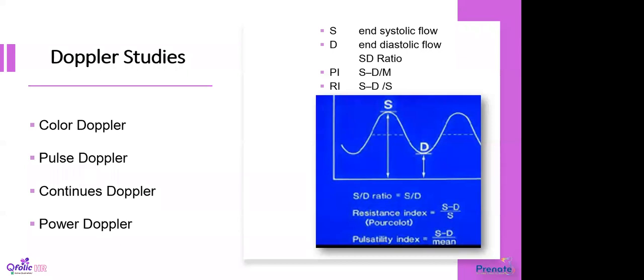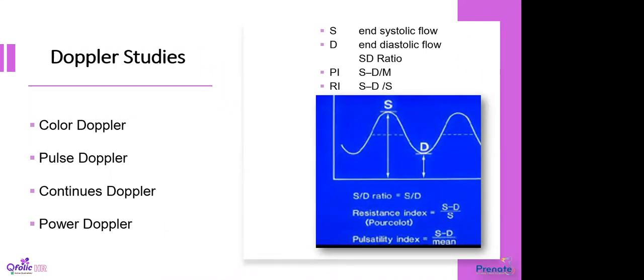S/D ratio is the ratio of the systolic and diastolic. If the S/D ratio is increased, it means that during systole the blood supply is normal, but during diastole it is decreased. So increased S/D ratio shows increased resistance in the vasculature of the placenta that results in decreased blood supply during the diastole phase of the cycle.